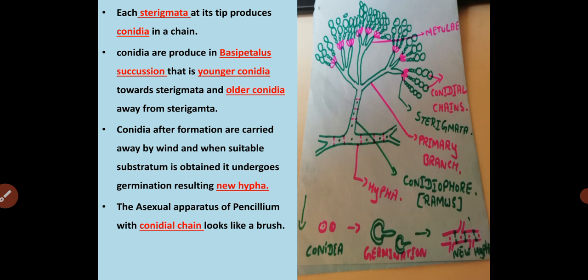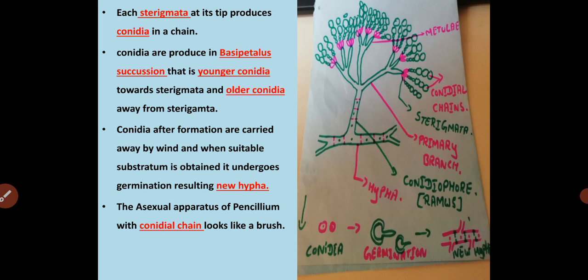After the formation of these conidia, they separate from the Penicillium and move by way of wind, and when a suitable substratum is obtained, they undergo germination, resulting in the formation of new hyphae. During asexual reproduction, Penicillium appears as a brush-like structure due to the formation of conidial chains on it.